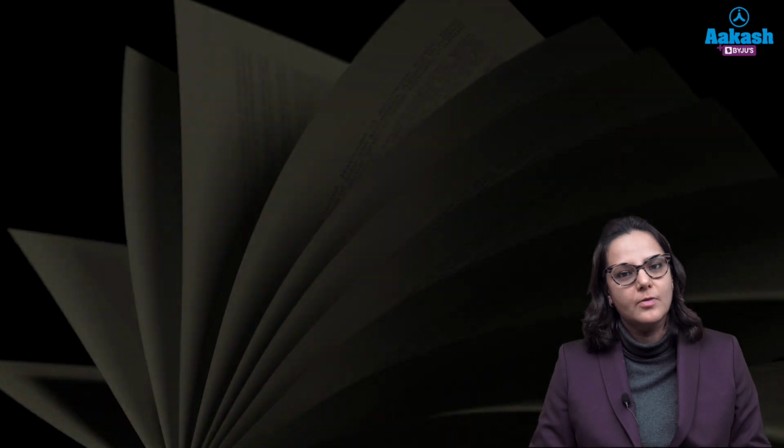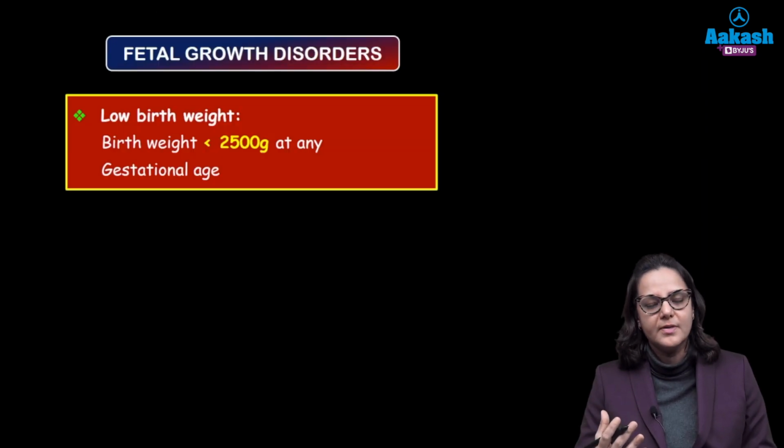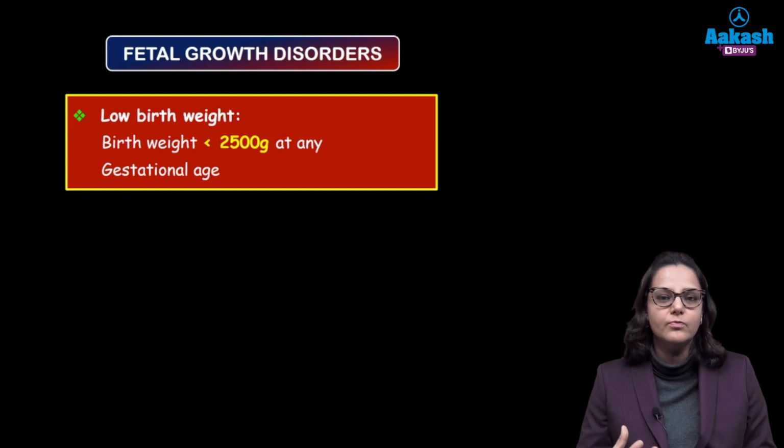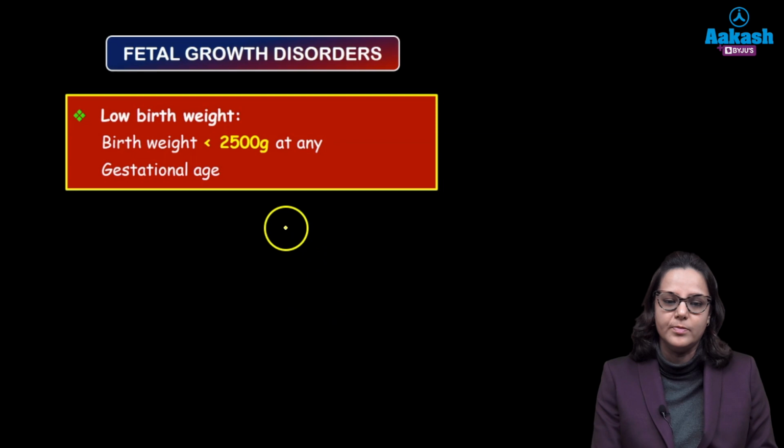So let's go through the common terms first. What is a low birth weight baby? When the weight of the baby at the time of birth is less than 2.5 kg irrespective of the gestational age. Which means if the baby is born at 32 weeks or 34 weeks or 30 weeks but the weight of the baby is less than 2.5 kg, we will term it as low birth weight.